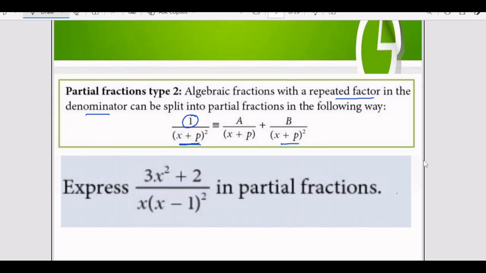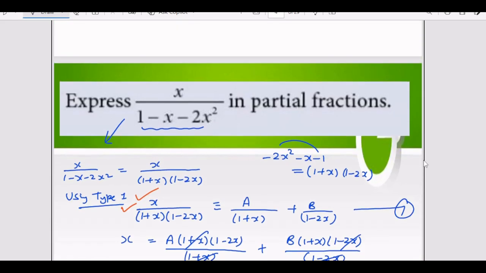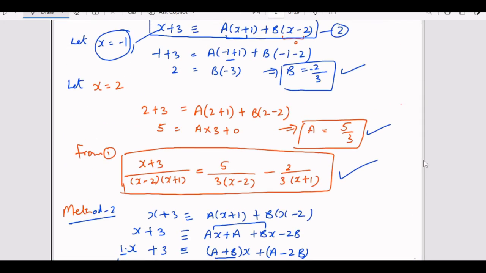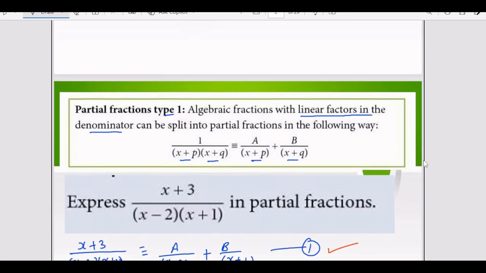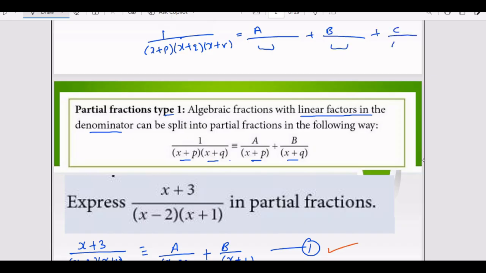Sorry, I just remembered one thing, the method that we have done here. This can also be split for 3 factors. If there is another factor here, like x plus p, x plus q, and you may have another factor x plus r, then we split it into A over the first factor, B over the second factor, then C over the third factor, like x plus r in this case. Okay, so this is applicable for as many factors as you have in the denominator, right?